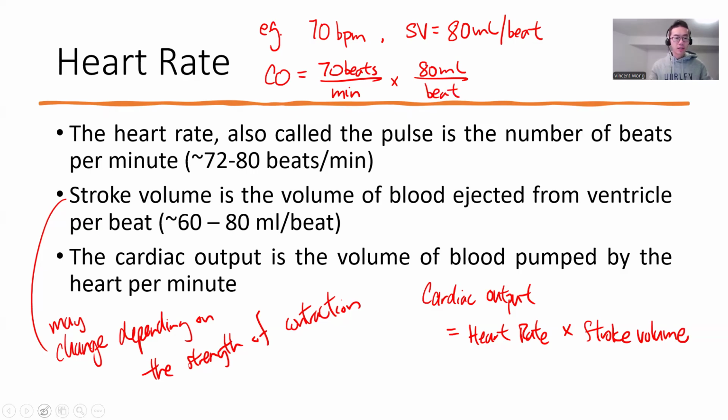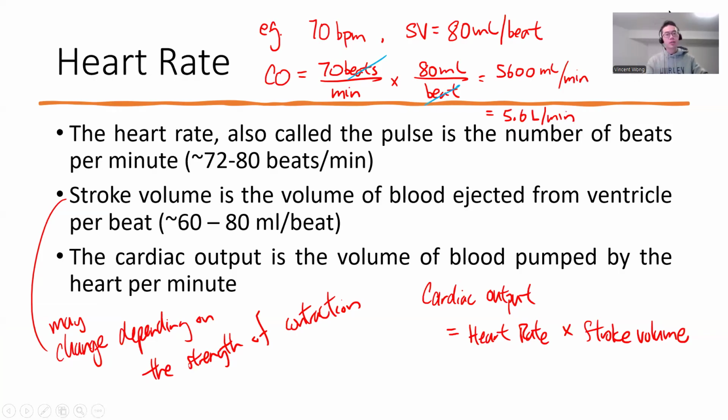And just like fractions in math, you can reduce the beats, cross out the beats. And 70 times 80 is 5,600 milliliters per minute. Sometimes you can see this written as 5.6 liters per minute. Of course, there are 1,000 milliliters in a liter. Here, I'll put it on the side in case you're not familiar with that. So that's the cardiac output.